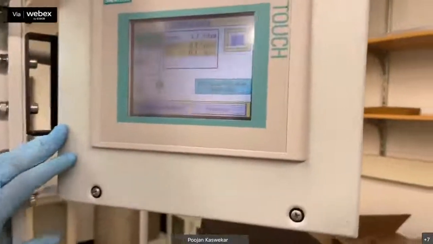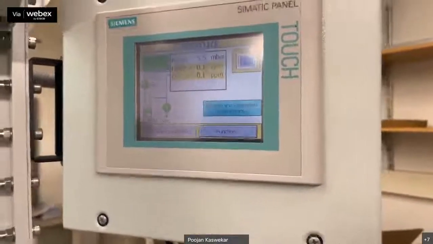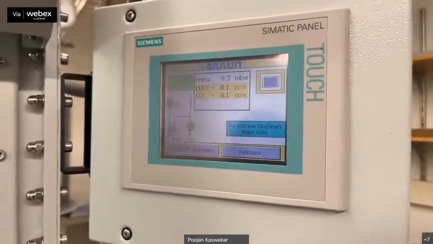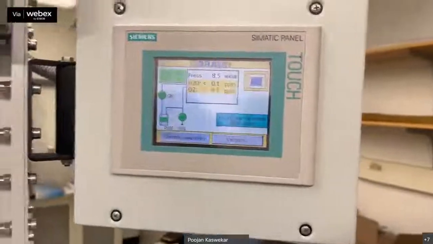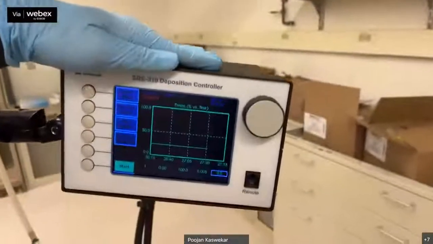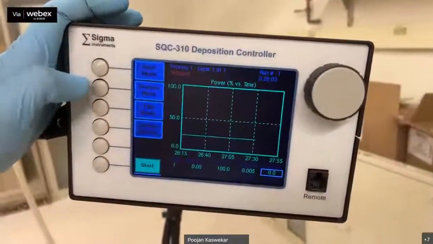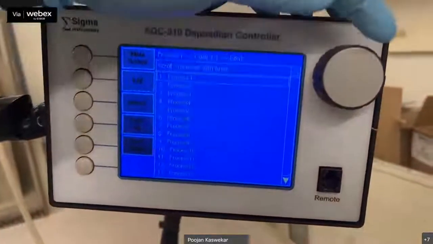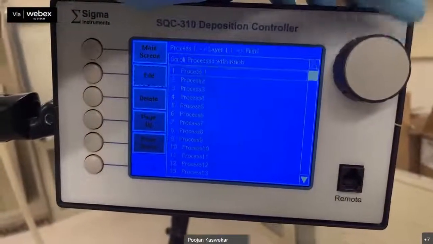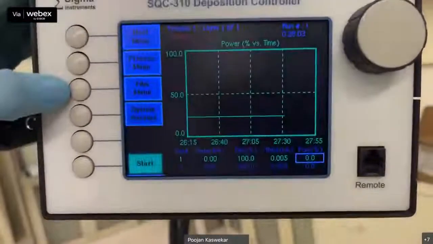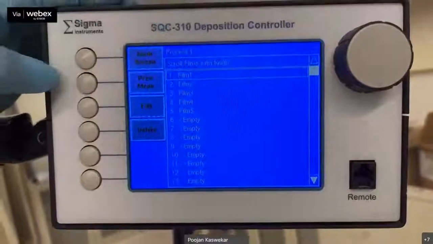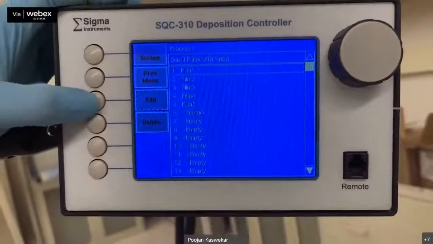So this evaporator, normally we will use it for depositing silver. Like you can actually deposit any material you want. So here you see the film deposition controller. This is the deposition controller we will use. If you see the process menu, we already optimized these things, process 1, process 2, and process 3. So go to the film menu, edit.